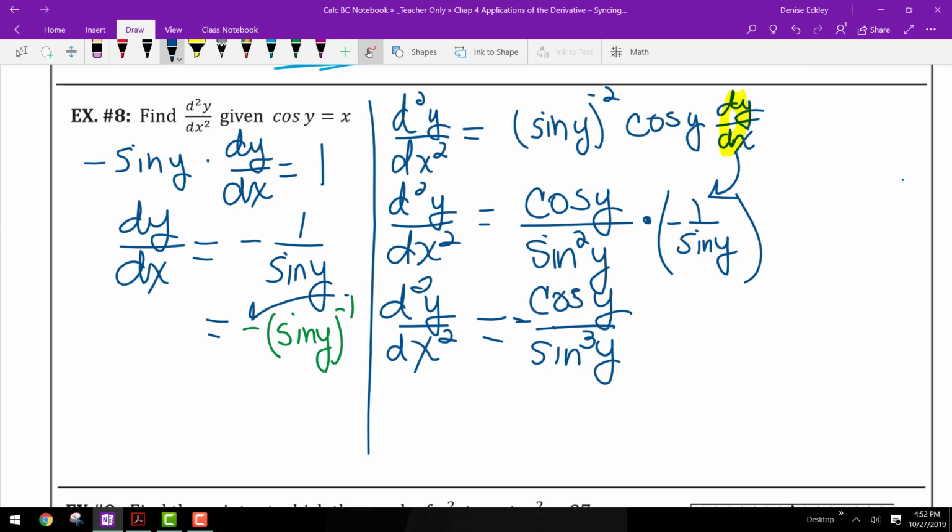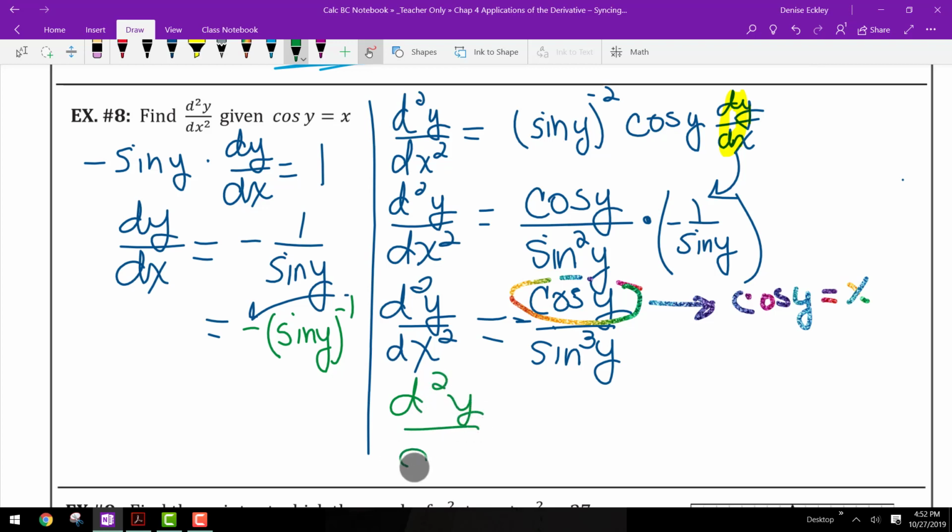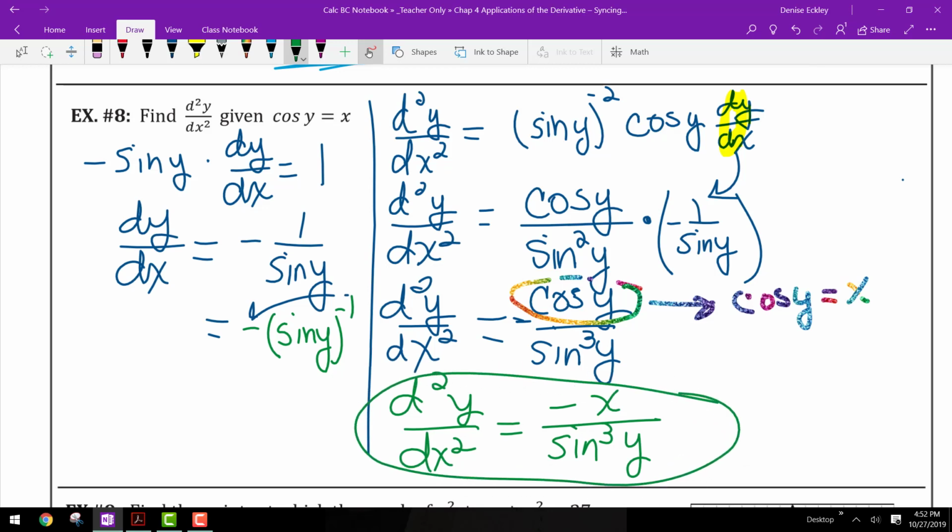Hopefully you'll notice, and this is what you want to notice, that this term is x. So cosine y equals x. That's our original function, so that's what we're going to put in. So our final answer, d squared y dx squared, is going to equal negative x over sine cubed of y. So there is our second derivative, so you want to look for those substitutions if you can find them.